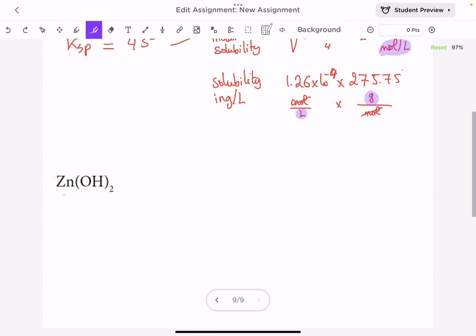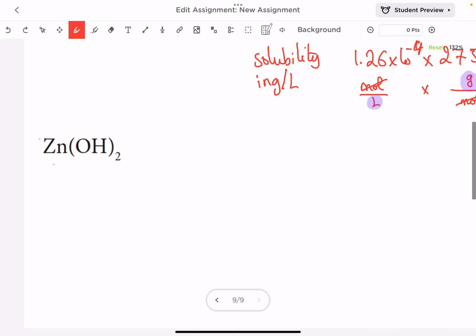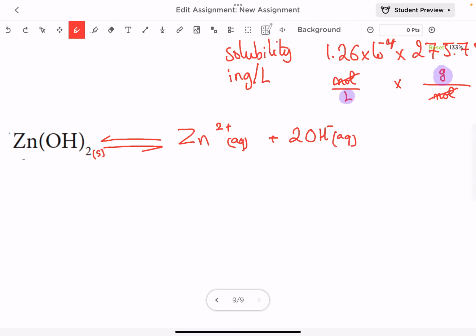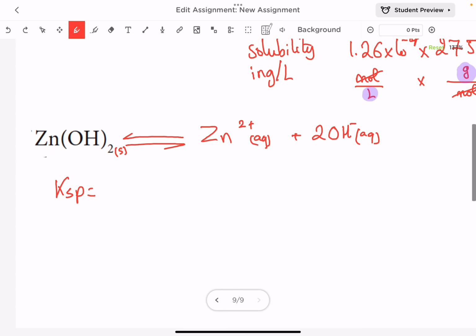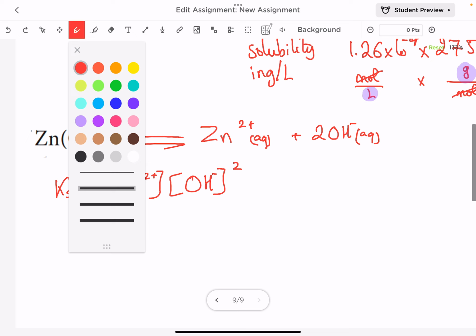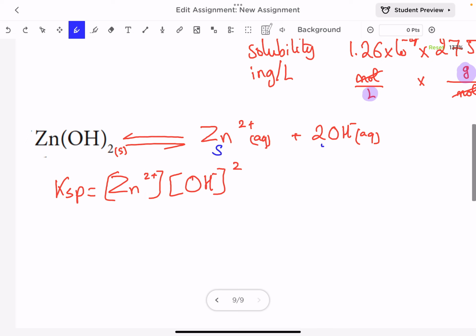Let's take one more example of calculating solubilities. So Zn(OH)2, as I mentioned, step 1 is to write the ionization equation. This is solid. Step 2 is to write the expression of Ksp, which is zinc multiplied by OH minus squared. And you substitute the S values. So this is S and this is 2S. So this is going to be S and 2S squared. So it's going to be 4S cubed.